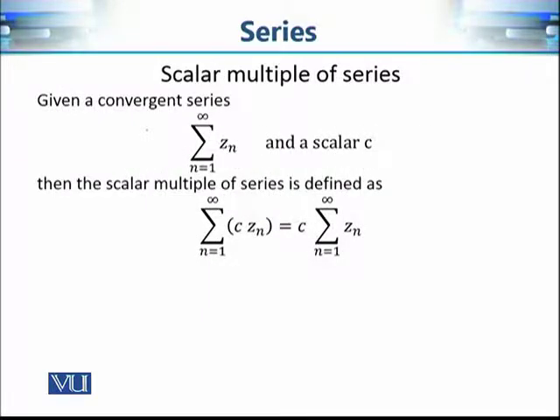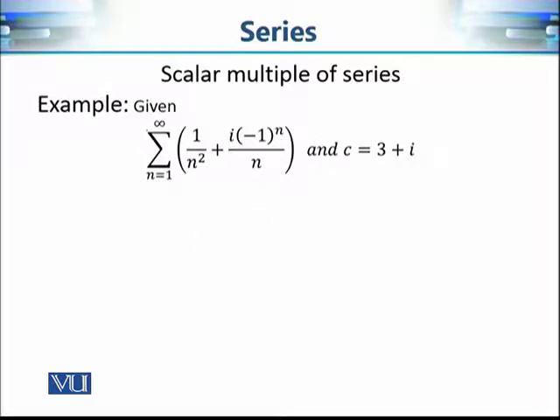Now let's go on to our next very simple operation on series. If Zn is a convergent series and we are given a scalar, how do we multiply this scalar with the series? The definition is very simple. We multiply each and every term by this given scalar c. In other words, the scalar multiplication is going to be equal to the new series where the terms are c times zn. That's how we multiply a given complex number with a convergent series.